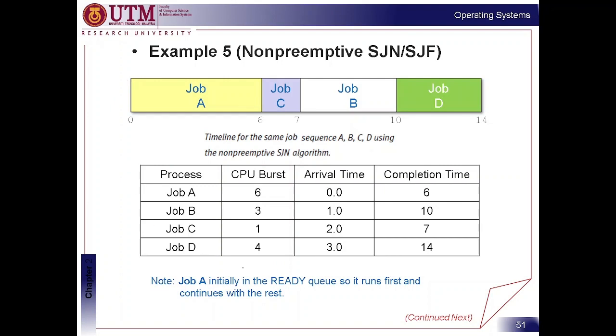You can see the table here: the process, CPU burst time, the AT, and completion time. Job A is initially in the ready queue, so it runs first and we continue with the rest. As I said, another process cannot preempt the initial available process. At arrival time 0, process A is available, so it will be executed first, and only after process A is completely executed can another process run. Another process cannot preempt job A.